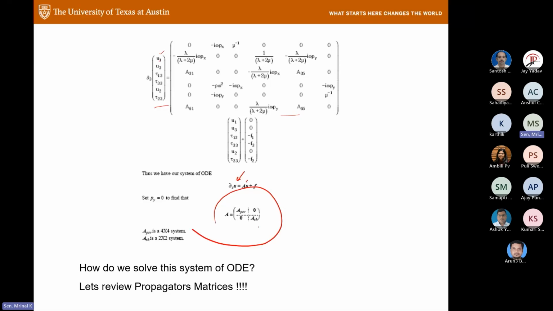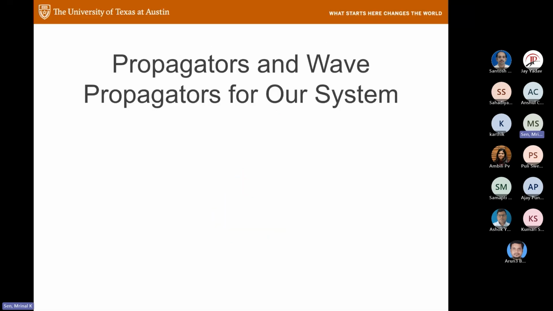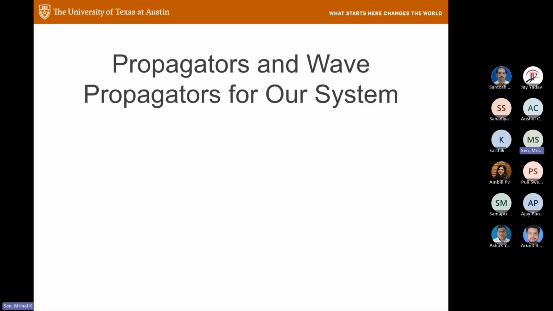Now the reason I showed this is because this is what you need to do for the anisotropic case. For the isotropic case, you don't have to do this. You can start with the Hankel transform rather than the Fourier transform, and you'll have a system for the PSV case. Okay, so now how do we solve this? First we'll look at something called propagators. So what is a propagator, and what is the wave propagator of our system?